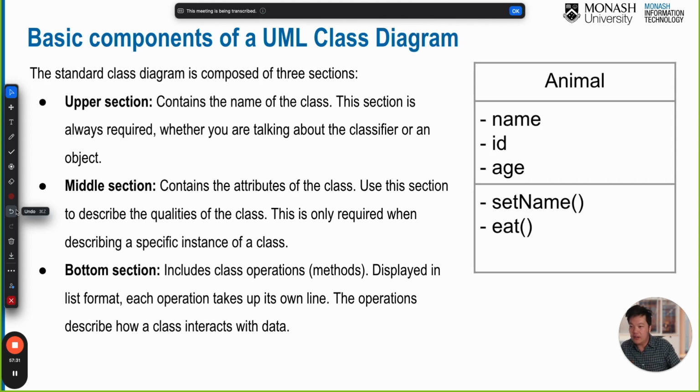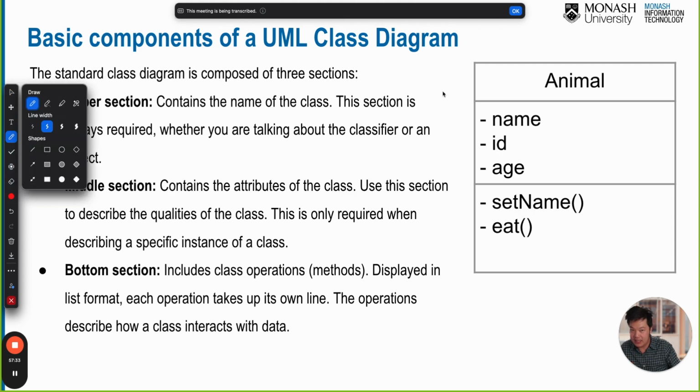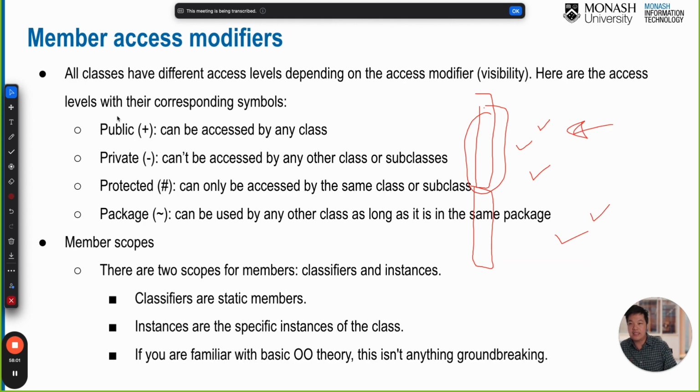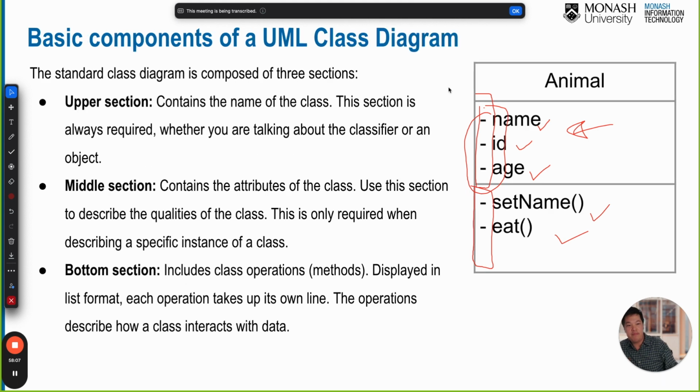One more thing. Inside the class diagram, this one is the data attribute. We collect the name, the ID, the age, and then the bottom section is the operation. But we also need to understand the notation here as well, which is called visibility, or access, or scope. Okay, access modifier. There are different types of access modifiers.